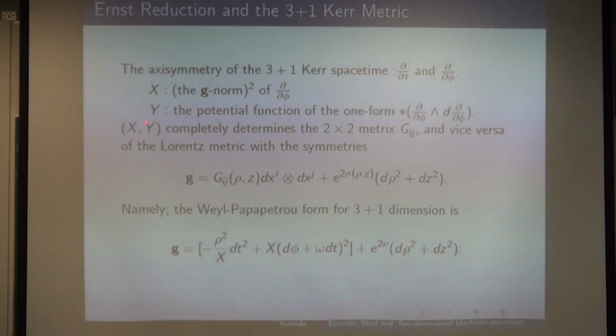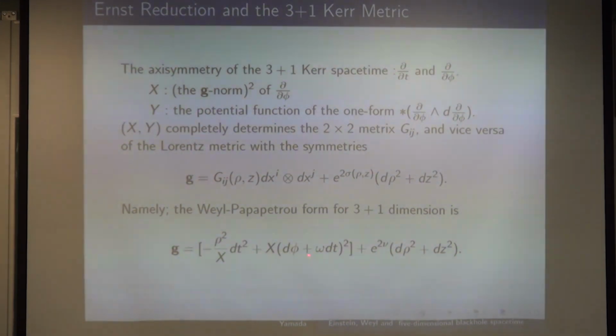is this, the Ernst potential called y. And then x is the norm of d/dphi squared. So you see that x going to zero means that you're approaching the axial symmetry, and y going to zero means that you're approaching the static case. Then you can write down the Weyl coordinate system using x and y. So y is hidden here.